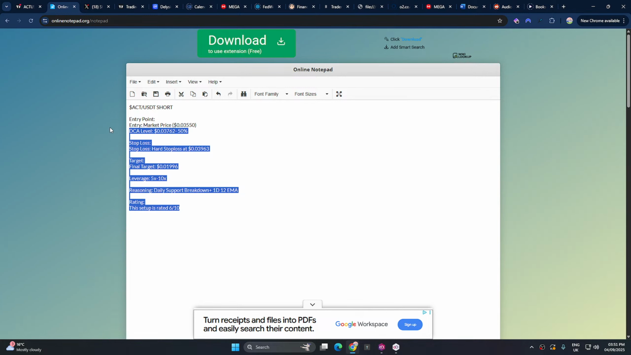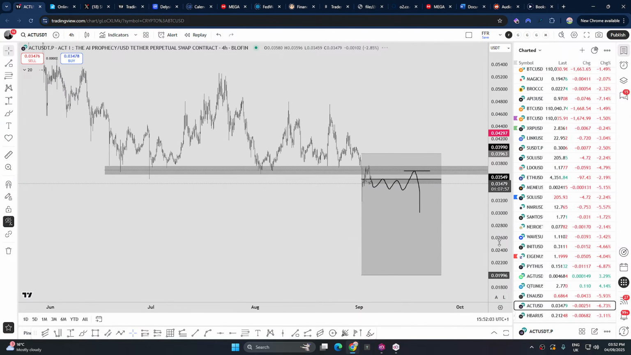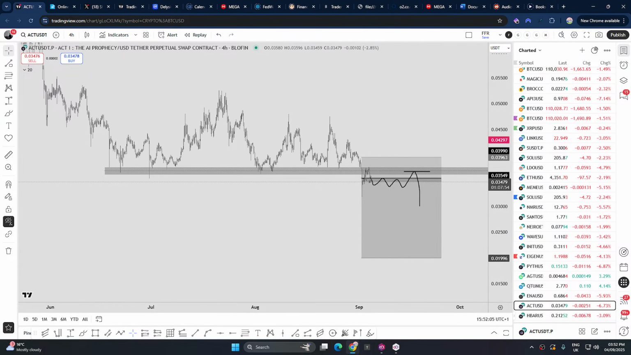You can pause the screen, take a screenshot. This trade I did not share on my Twitter, but this is a free trade for all of you. Take this short position on ACT, right? These two short positions are open. Stop loss has not been moved to break even.